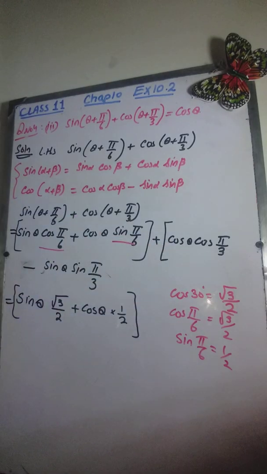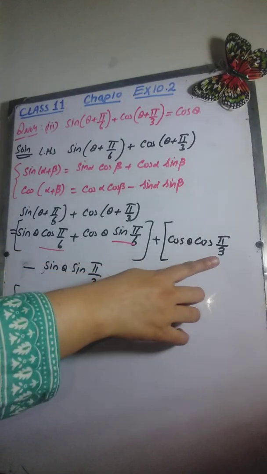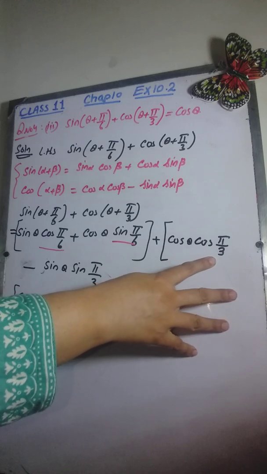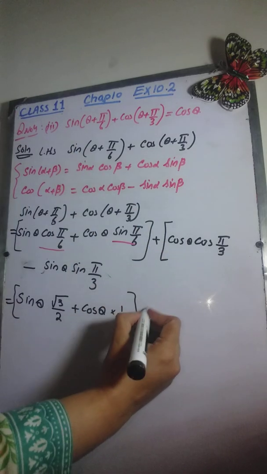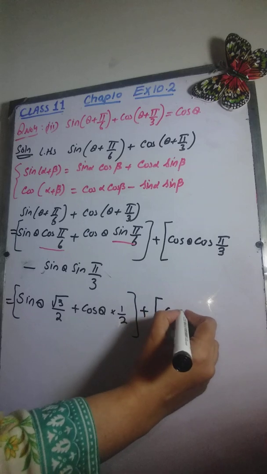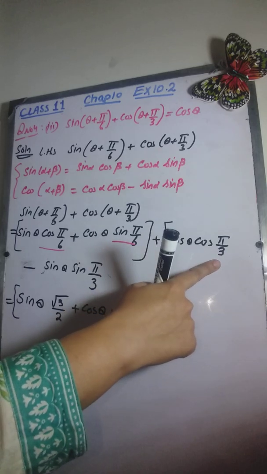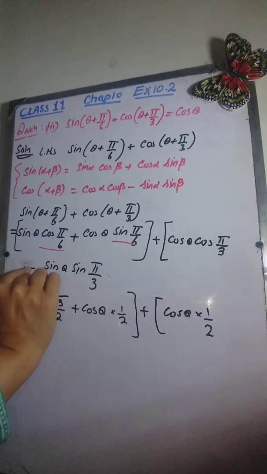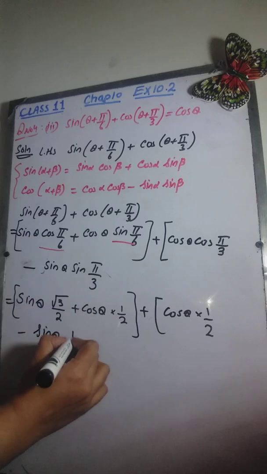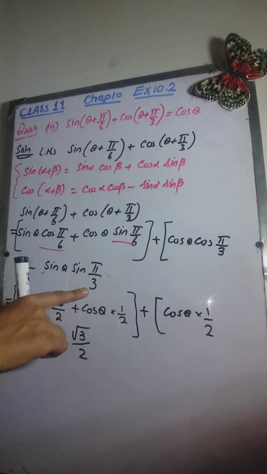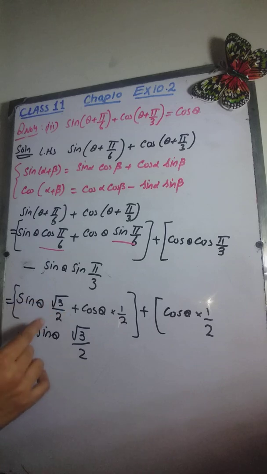Same here, we are going to replace cos of pi by 3 by its value, because we know that pi by 3 is actually 60 degrees and cos of 60 degrees is equal to 1 by 2. And sine of 60 degrees is equal to under root 3 by 2. So repeating the same knowledge, cos of pi by 3 is the radian form of 60 degrees, so cos of 60 is equal to 1 by 2, and minus sine of theta, and sine of pi by 3 is under root 3 by 2, because pi by 3 is the radian form of 60 degrees and we know that sine 60 degrees is equal to under root 3 by 2. Now simplify this expression.